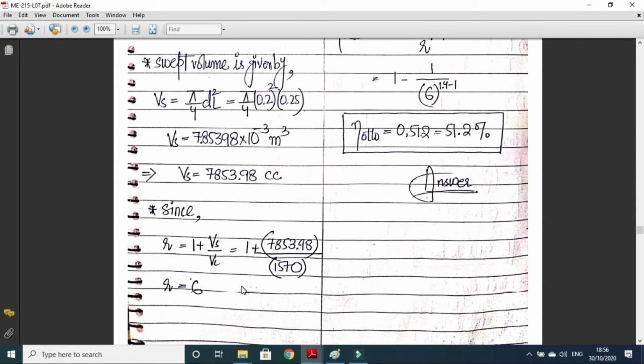So let's suppose if you have done some calculation error and the compression ratio is coming out to be, let's suppose, 60. So you can straight away think that Otto cycles have low values of compression ratio because they have the problem of knocking. So Otto engine cannot be operated at a high compression ratio value. So they have compression ratio values between 6 and 10.